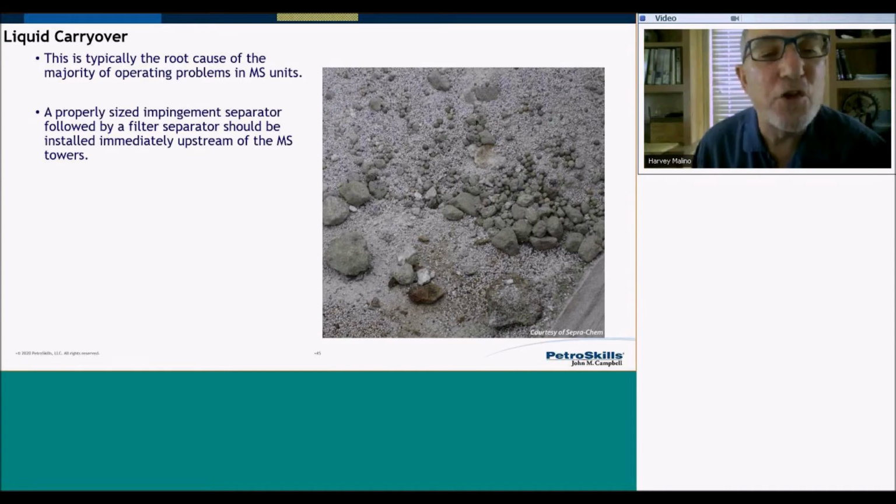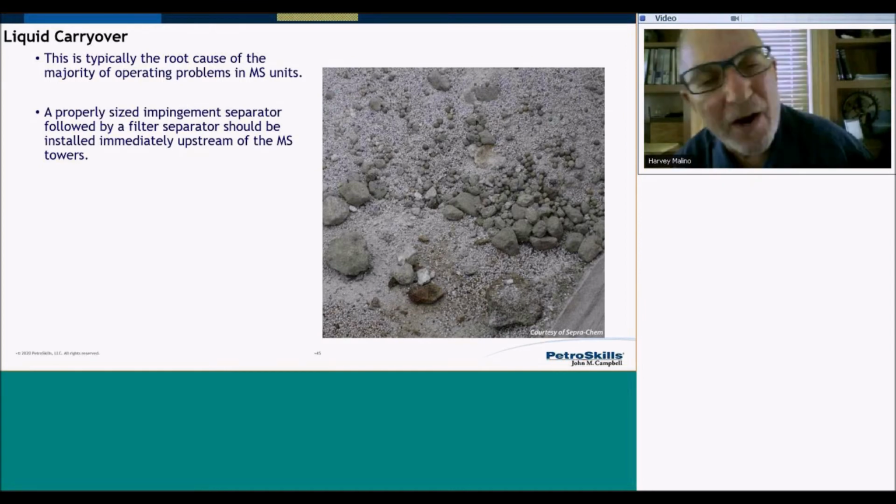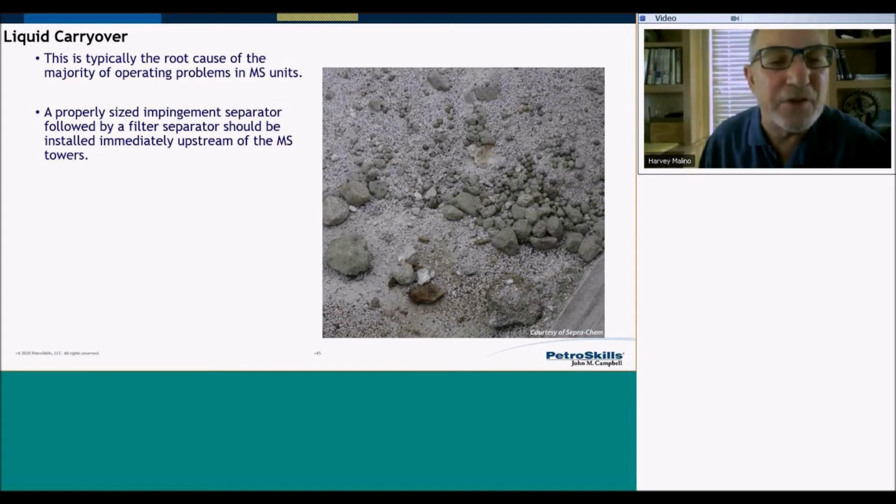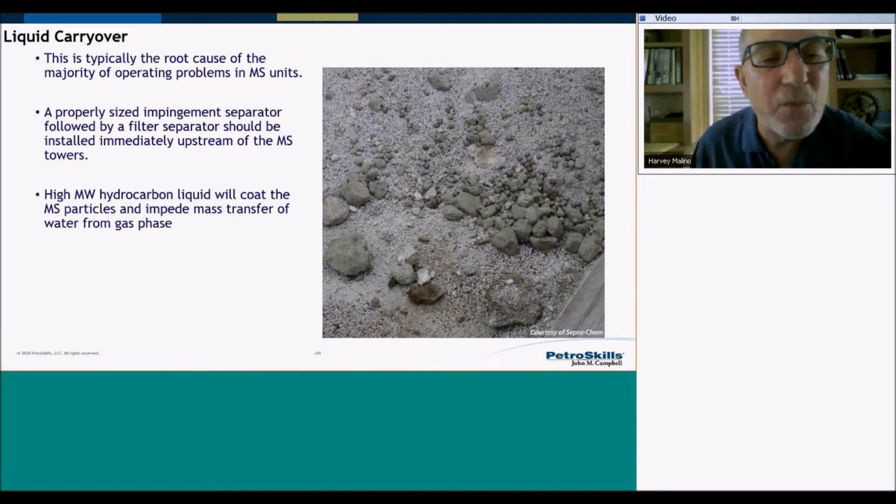Here we go again. You must have a properly sized and properly operated inlet filter coalescer immediately upstream of the molecular sieve unit. You've got to get the liquids out before they get in the system. Once they're in the system, they're there and they create nothing but issues. The high molecular weight liquid, think oil, is going to coat the molecular sieve particles, and it's going to impede the mass transfer from the gas phase into the solid phase. You're going to end up with a larger mass transfer zone.